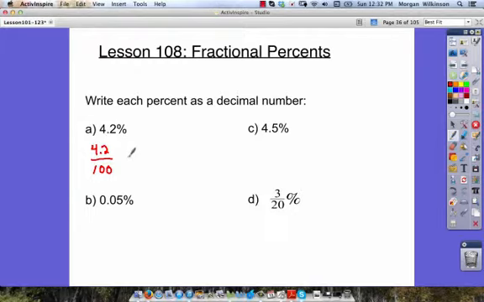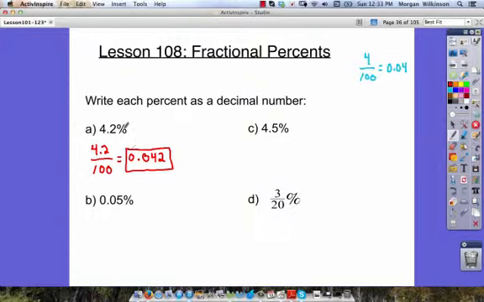Now, if we wanted to write the number 4 hundredths as a decimal, that would be 0.04. So if we take that information and we want to write 4.2 hundredths, that would have to be equal to 0.04, and it's 4.2, so 0.042. And we'd have our final answer.